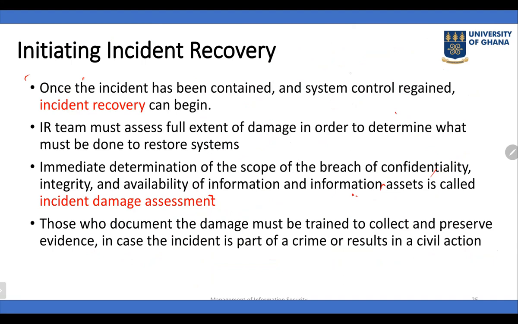All right, so we continue. Once the incident has been contained, the system control regained, incident recovery can begin. The incident recovery team must assess the full extent of damage in order to determine what must be done to restore the systems. Immediate determination of the scope of the breach of confidentiality, integrity and availability of information assets is called incident damage assessment. Those who document the damage must be trained to collect and preserve evidence in case the incident is part of a crime or results in a civil action. So documentation is very important.